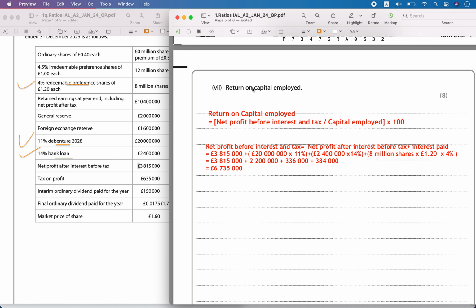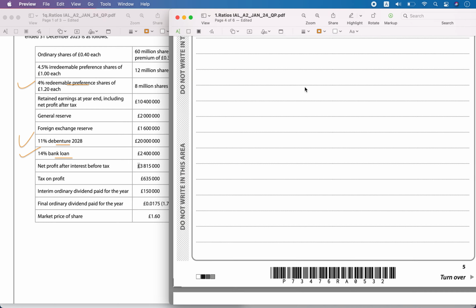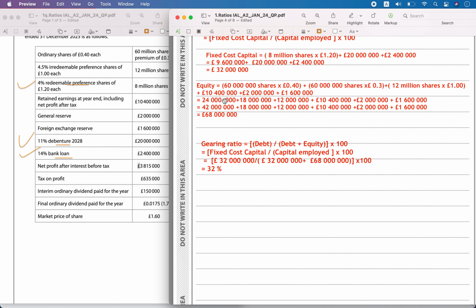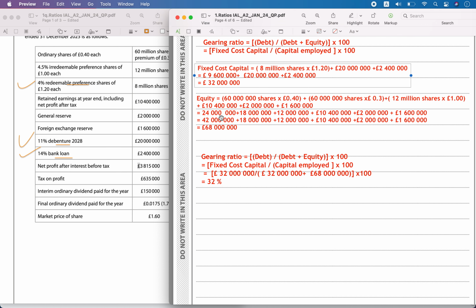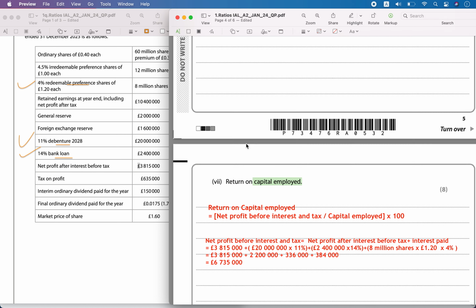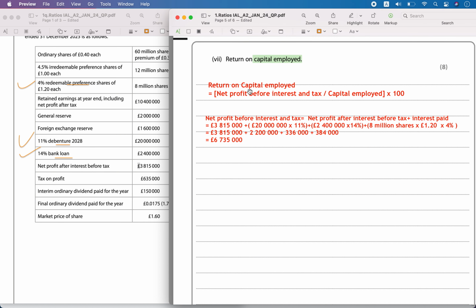So this is the amount, and then we have the capital employed, which is the debt plus equity. Debt we had calculated to be around 32 million in the previous gearing ratio calculation. Equity was around 68 million. So now let's calculate the return on capital employed.